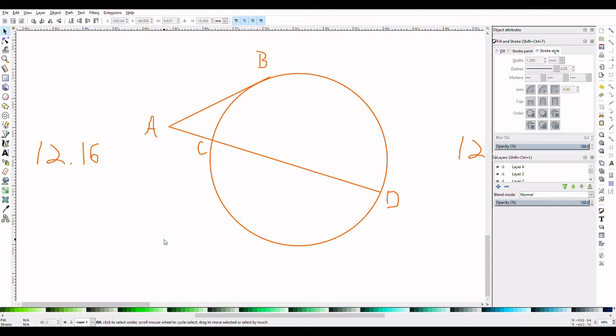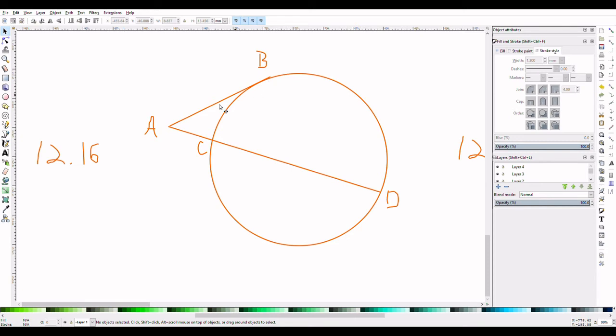Alright, on 12.16, we are given a problem very similar to the ones we solved last section, where we have an angle outside of the circle and two secant lines. Except in this case, we only have one secant line and one tangent line. However, we will see the formula you use is essentially the same.